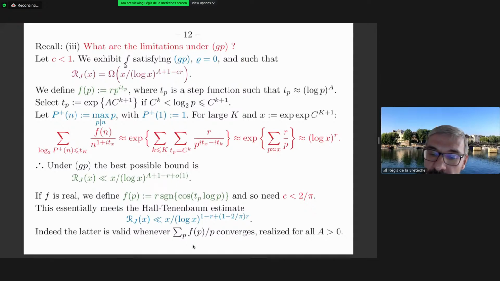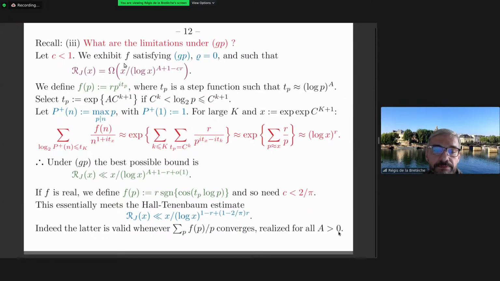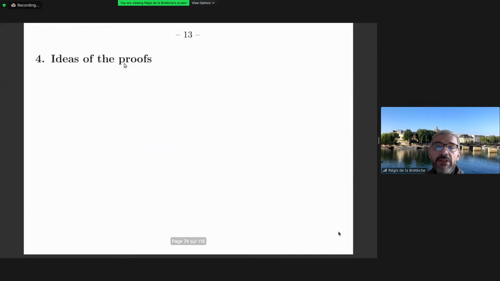We have that the summation of f of p over p converges whenever, for all capital A bigger than 0. Okay, so now I have 10 minutes to speak about the proof.